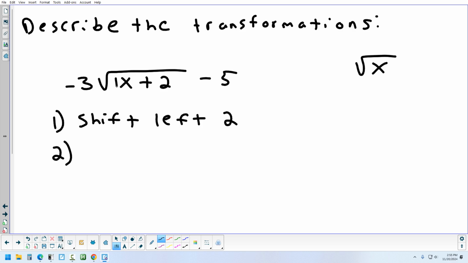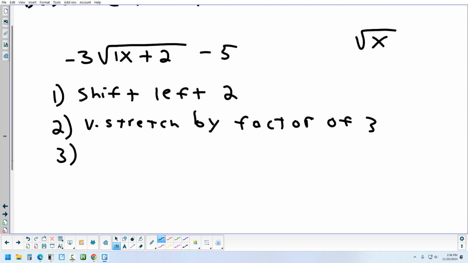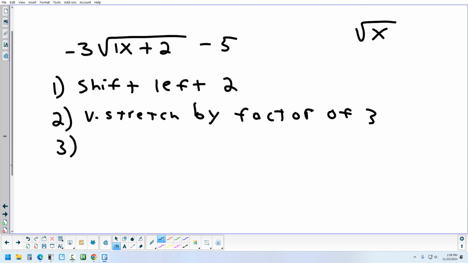And what's the 3 going to do? The 3 is a vertical stretch by a factor of 3. Perfect. Now we want to deal with the negative in front of the 3. What does the negative do? Then the negative, it says here, we're going to do a vertical reflection. Yep. So it's a vertical reflection, or you could also say reflect over the x-axis.